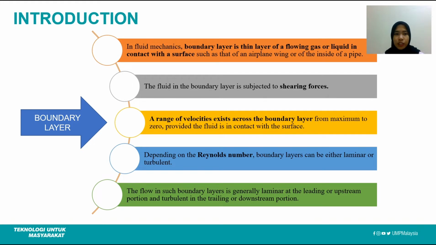For the introduction, a boundary layer is a thin layer of a flowing gas or liquid in contact with a surface. It is subjected to shearing force. A range of velocities exists across the boundary layer. Boundary layers can be either laminar or turbulent, depending on the Reynolds number.